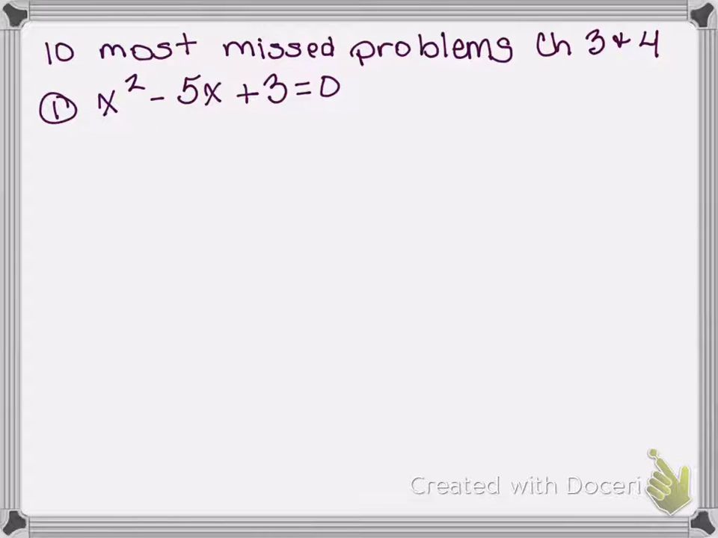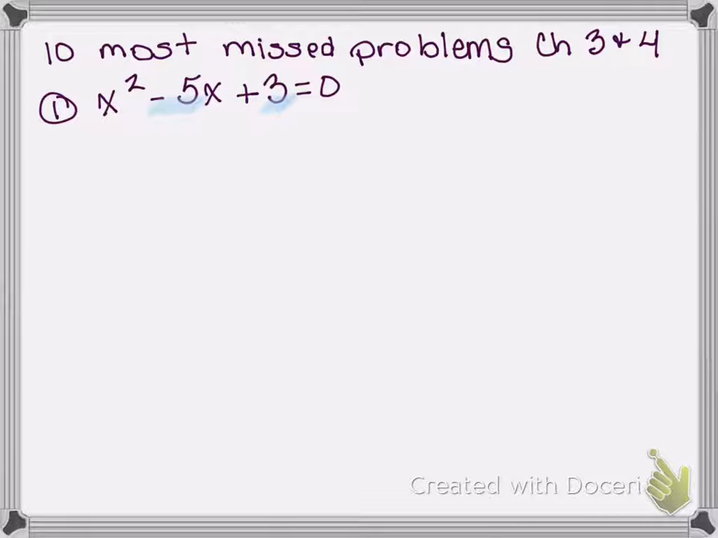For the chapter 3 and 4 review. So we have our first problem here. We are trying to find the exact solutions to x squared minus 5x plus 3 equals 0. And so we begin by looking at our sum and our product. So our sum here is going to be negative 5. And our product is going to be 3.